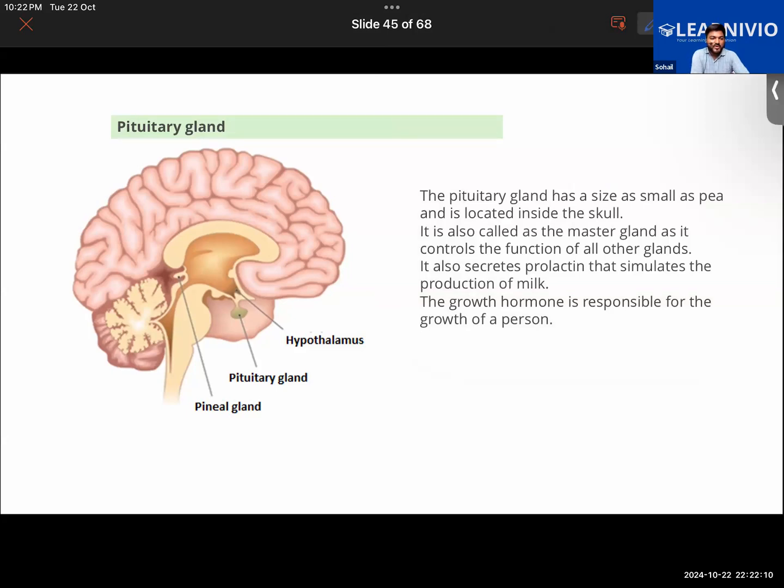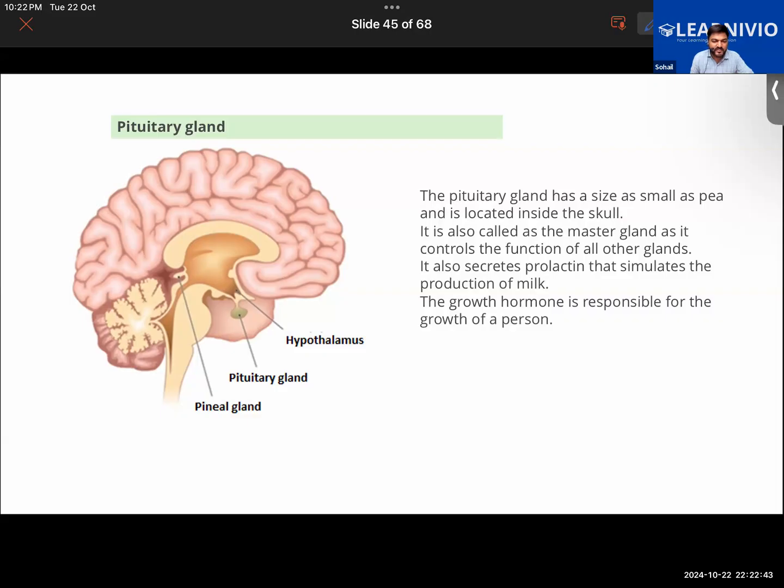Now we are going to learn about the master gland, that is the pituitary gland, the master of all glands. Despite being very small in size, this is the most important gland in our body, thereby called the pituitary gland. It is as small as a pea and is located inside our skull. It is also called a master gland as it controls the function of all other glands. Several hormones are secreted by it.